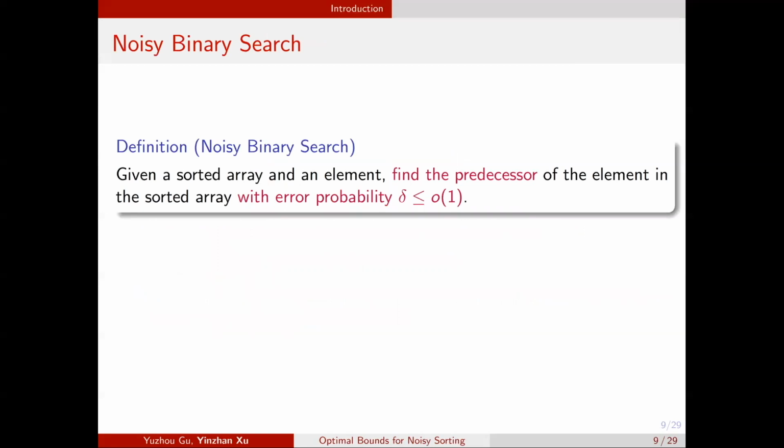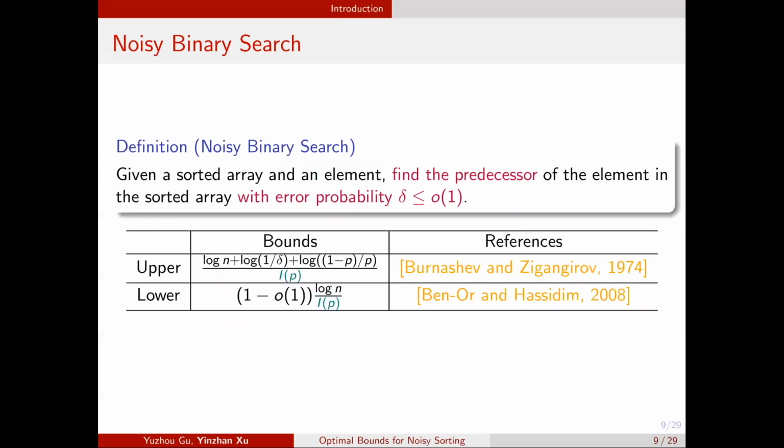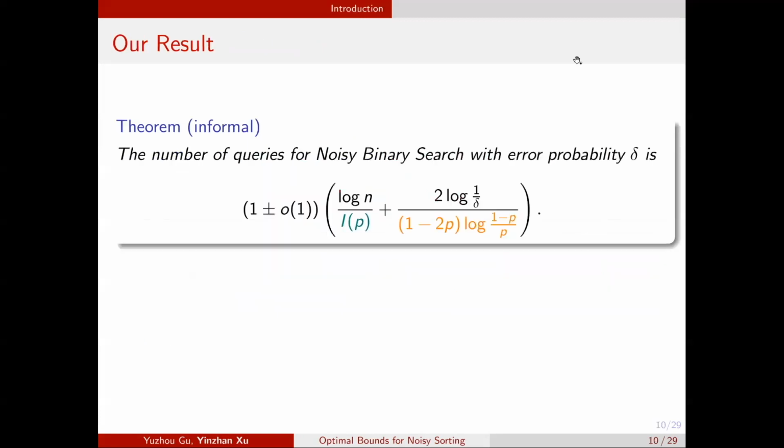We also study the highly related noisy binary search problem, in which we are given a sorted array and an element, and we have to find the predecessor of the element in the sorted array with error probability delta that's little o(1). As we can see, the previous upper and lower bounds essentially match if 1 over delta is small. However, when 1 over delta is big, there is still a gap between the previous bounds. We show a tight bound for noisy binary search even when 1 over delta is big.